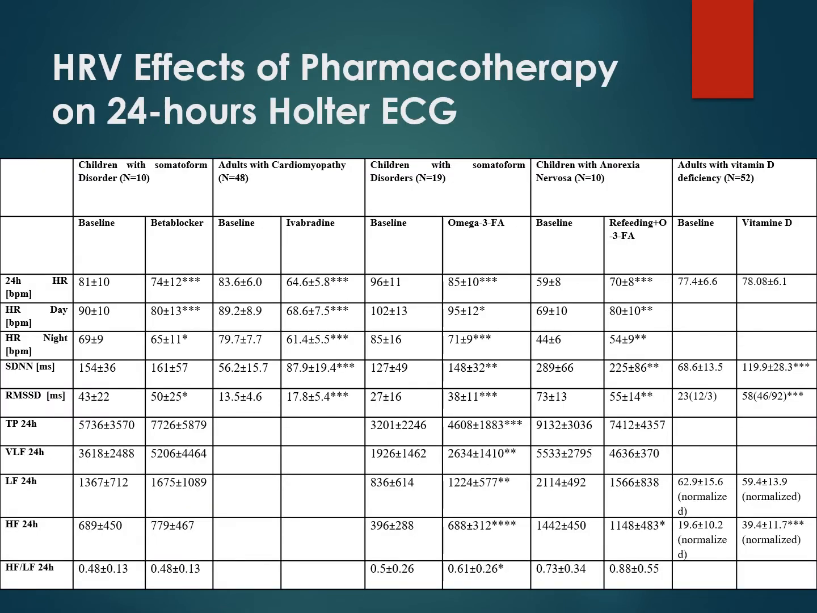However, using 24-hour Holter ECG analysis, the most impressive effect is seen in children with somatoform disorder using omega-3 fatty acids, with a highly significant impact on heart rate and heart rate variability. This is not shown in children using a beta blocker. There is a prominent effect on heart rate with a low effect on heart rate variability.